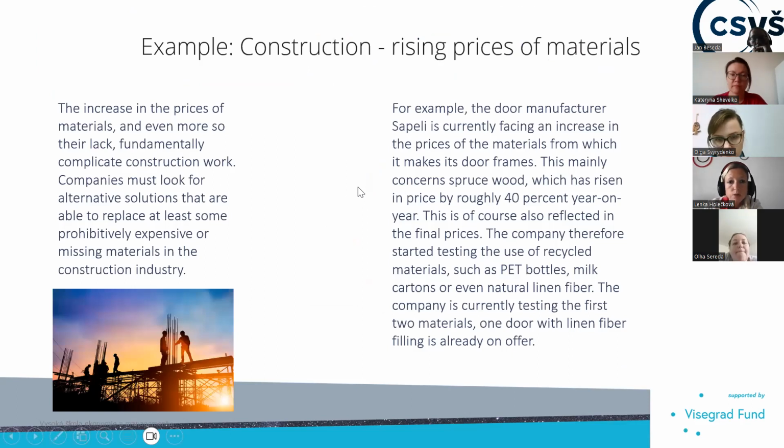There is also one more example of business risks, for instance, rising prices of materials in construction and the necessity to use some alternative sources. It's a producer of doors, Sapele. That's one example. And also during COVID times, we were facing many threats. It was relatively difficult or impossible to do some business.